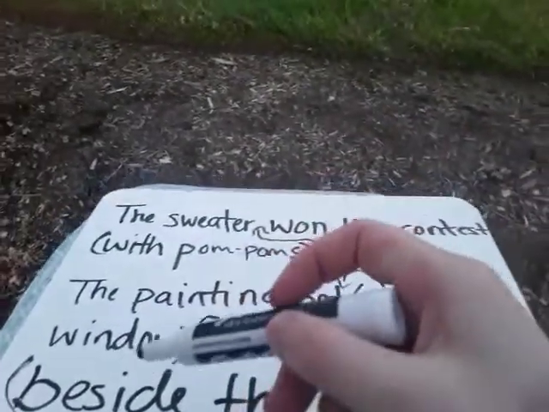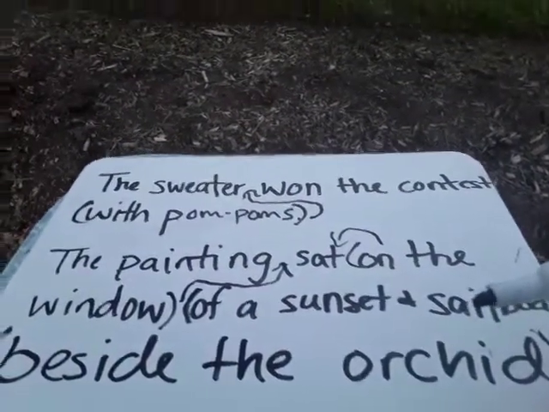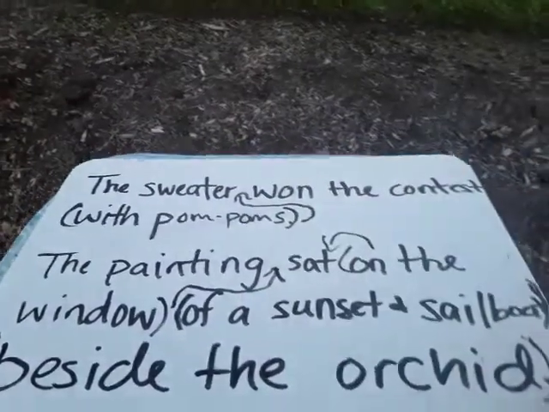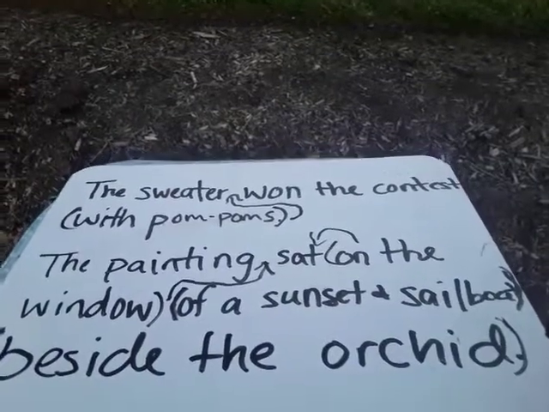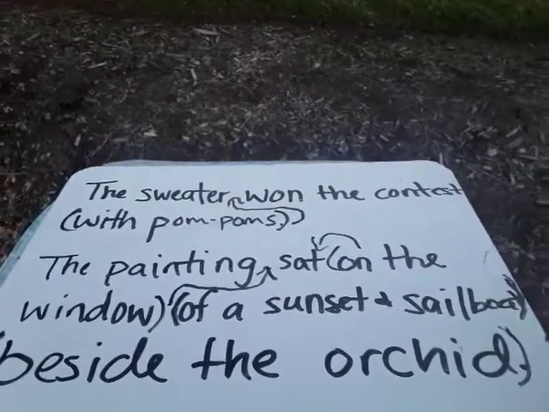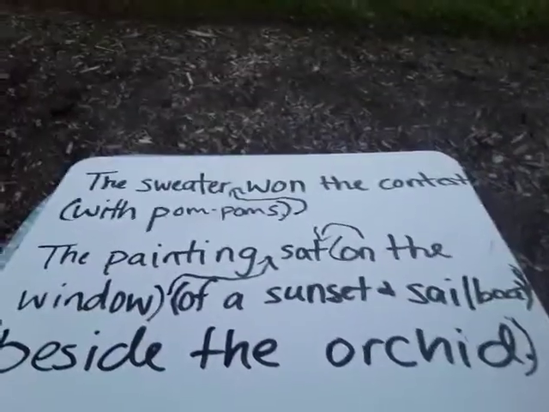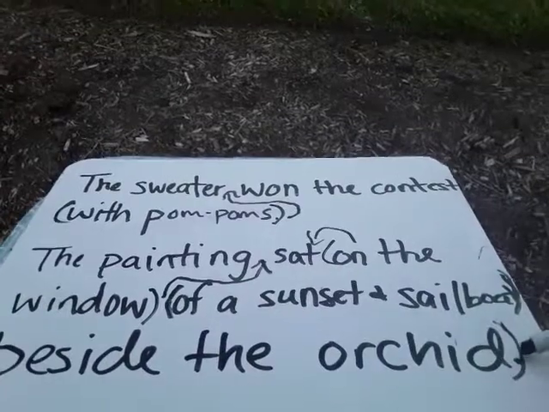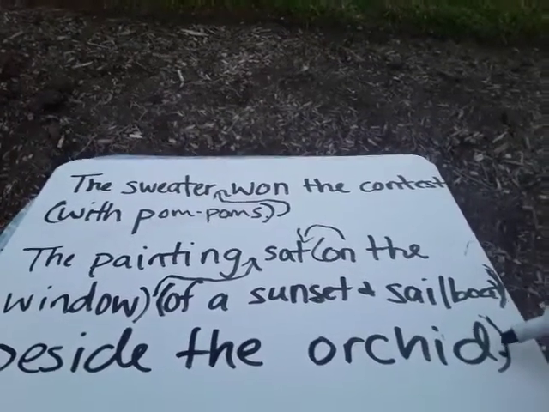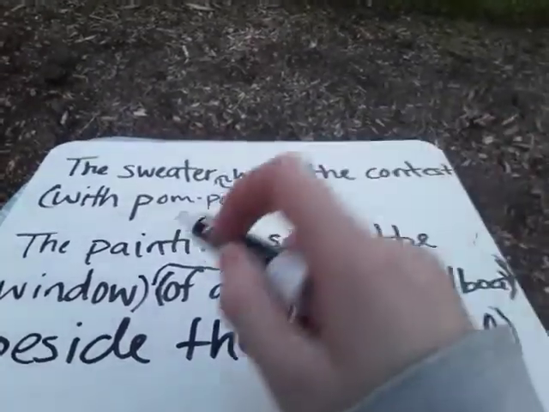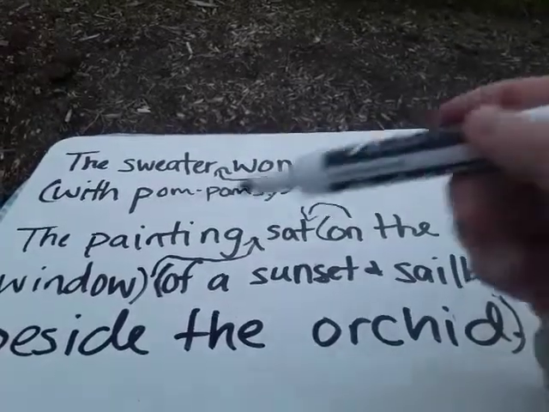And now our third prepositional phrase, beside the orchid. So, is that in the correct spot? Beside the orchid is telling what? It's describing where the painting sat. So that's an adverb phrase. And remember, we said adverb phrases don't have to directly follow the word that they're describing. So beside the orchid can stay where it is. All right. So our sentence would now be, the painting of a sunset and sailboat sat on the window beside the orchid.